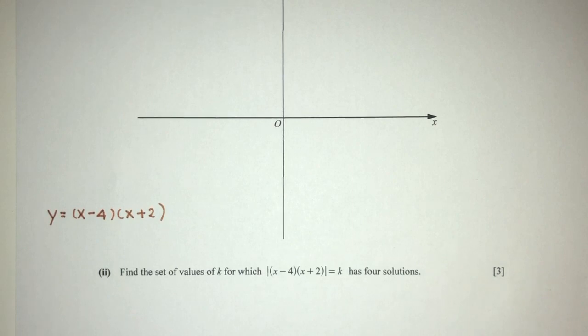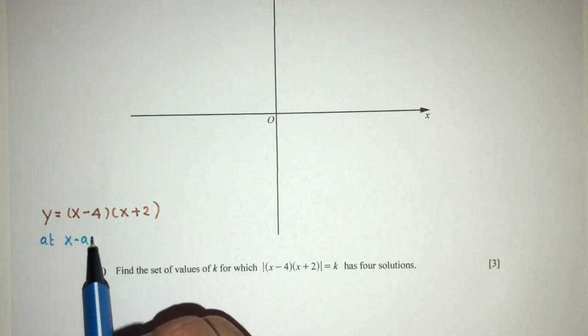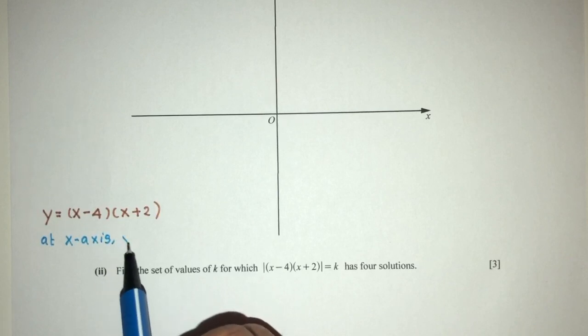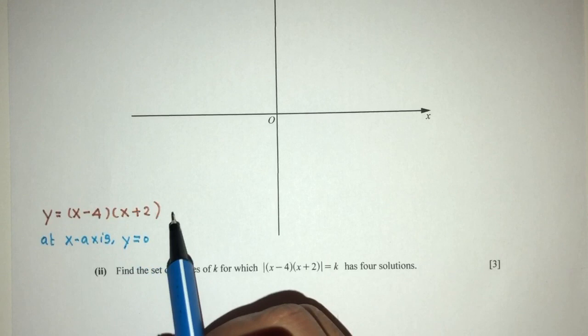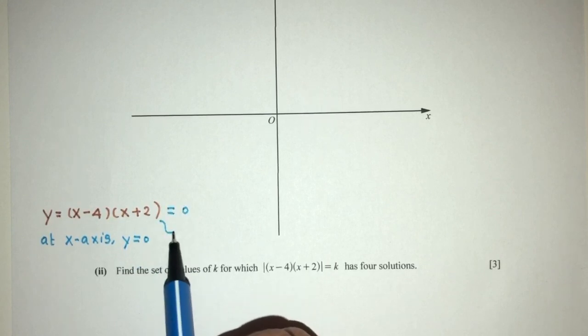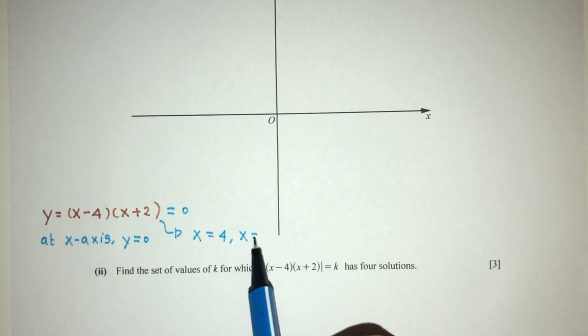Now on the x-axis, what do we know? We know that at the x-axis, the value of y is 0. So replace back in the equation, you will have the equation equal to 0. That will lead to x equals 4 and x equals minus 2. So let's first mark those 2 points.